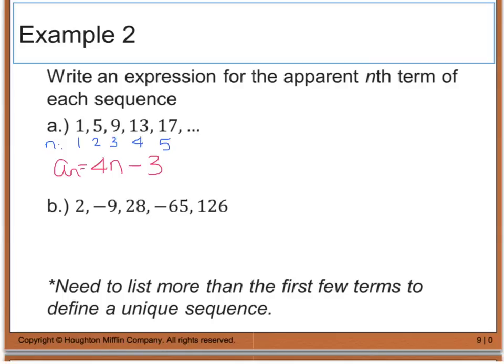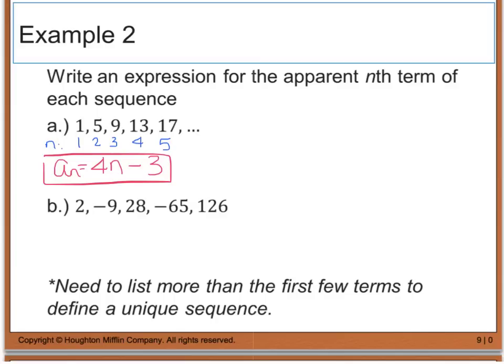4 times 3 minus 3, does that give me 9? Yes. 4 times 4 minus 3, does that give me 13? Yes. 4 times 5 minus 3, does that give me 17? Yes. So I know this equation right here then will work.